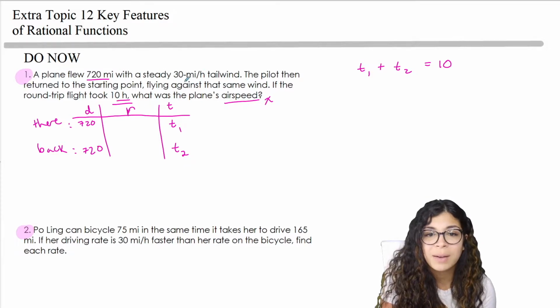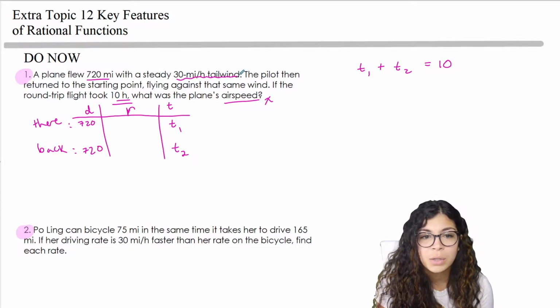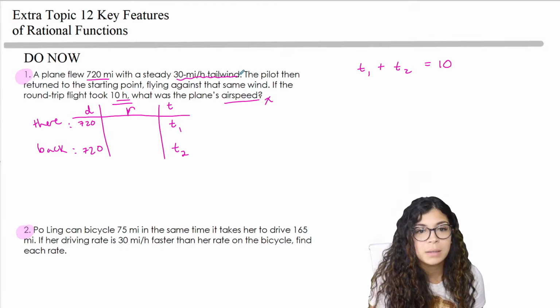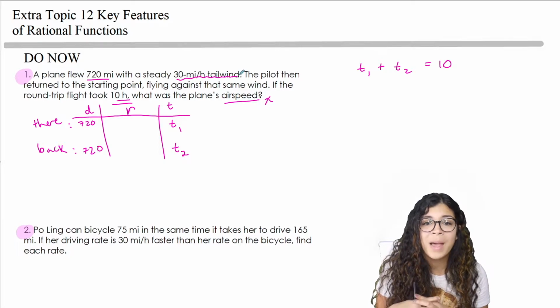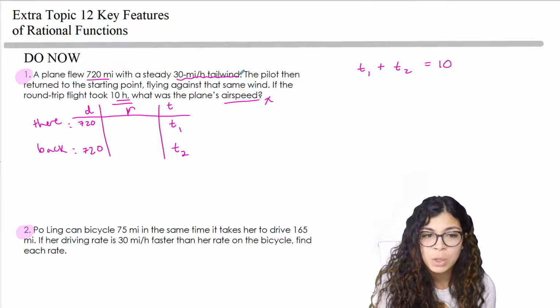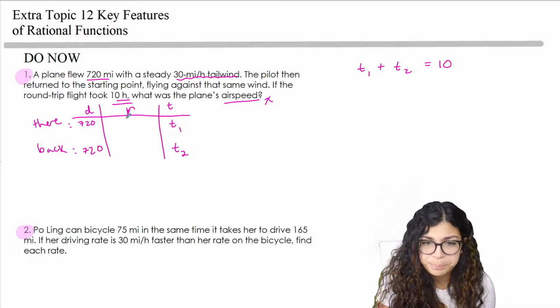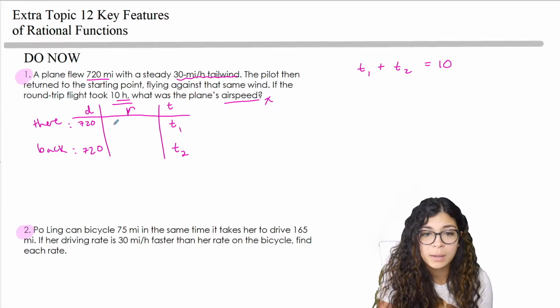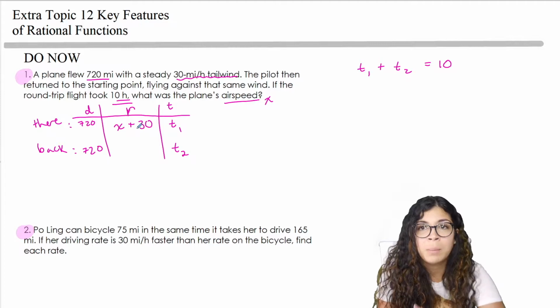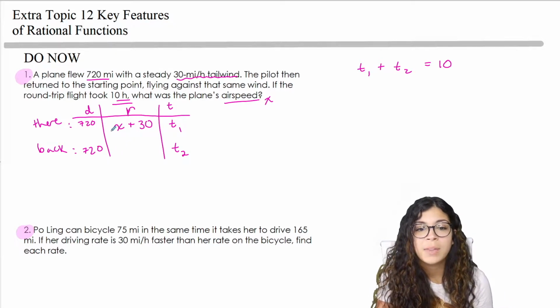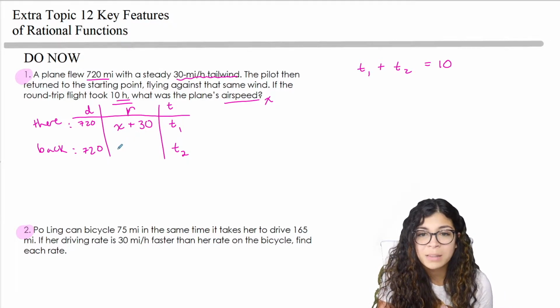They say that we have a tailwind. The pilot returns to the starting point, and on the way back, they're flying against the wind. Flying there, they're flying with the wind, so whatever their airspeed is, plus the tailwind of 30, is their actual speed. On the way back, they're flying against the wind, so that's their airspeed minus 30.